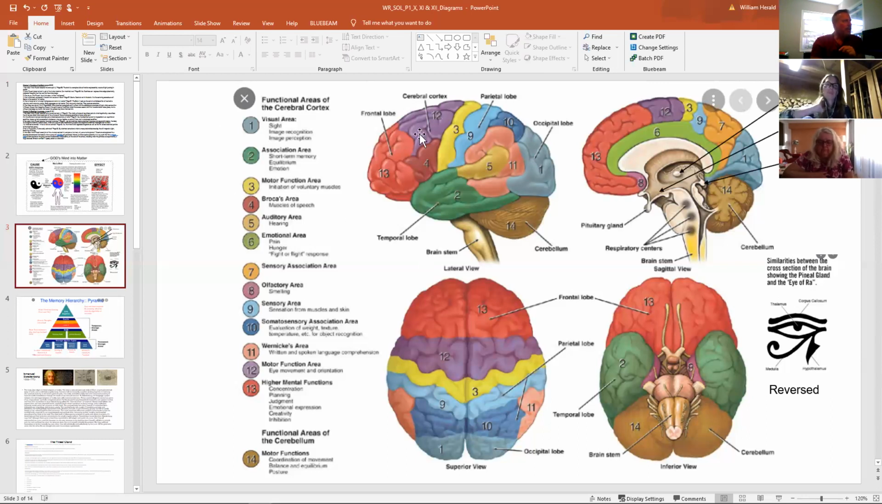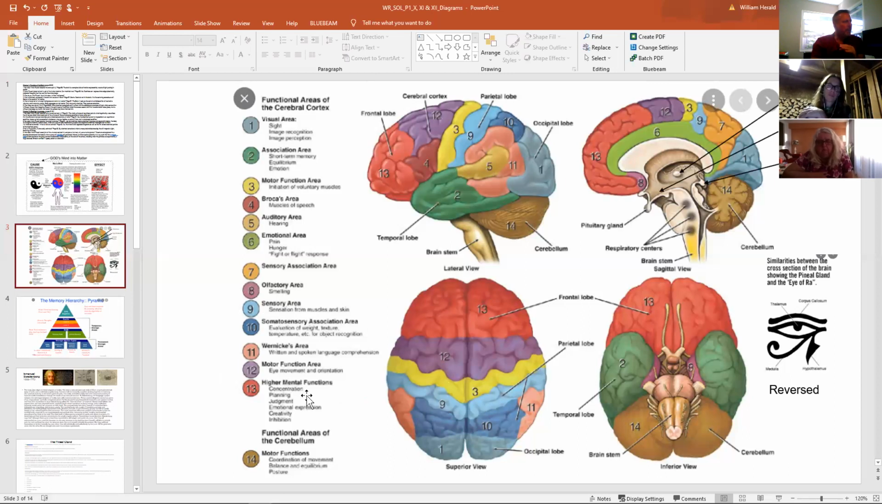So when you look at this, you see the visual areas, 1, back here. You have short-term memory, which is 2, which is here, and emotion. You have motor function, 3. You have muscles and speech, which is 4, over here. Auditory areas, 5, and so on and so forth. And as you go down, you'll see sensory areas, 9, which is on top.